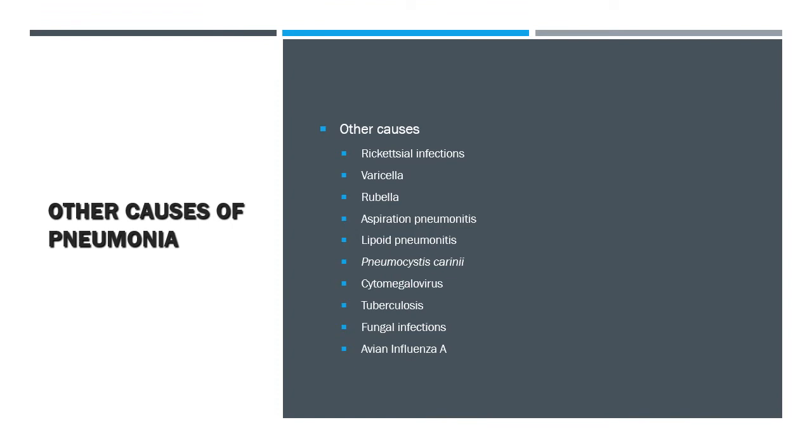Other causes of pneumonia: Rickettsia infections, varicella, rubella, aspiration pneumonitis from various causes, including GERD, silent aspiration, and obstruction and toxic injury, Pneumocystis carinii and cytomegalovirus, tuberculosis, fungal infections, and avian influenza.